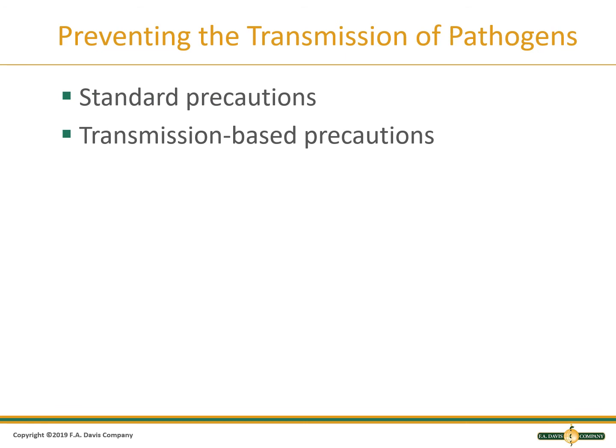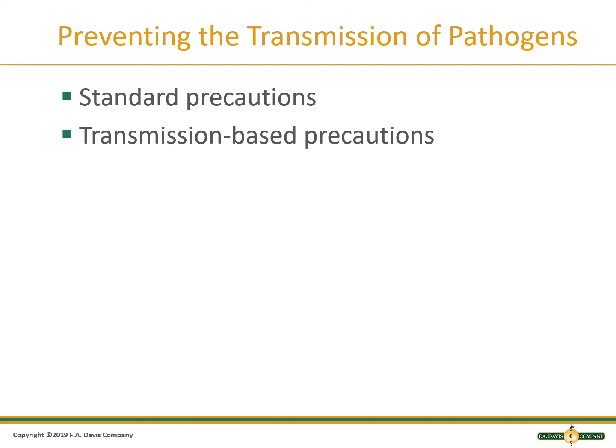So let's talk about preventing the transmission of pathogens. Standard precautions are a group of safety measures performed to prevent the transmission of pathogens found in the blood and body fluids. This includes performing hand hygiene, wearing appropriate protective equipment if exposure is possible, and using cough etiquette. Table 14.2 provides information on personal protective equipment, also known as PPE, that is needed in standard precautions.